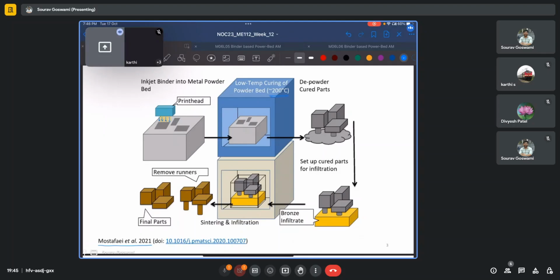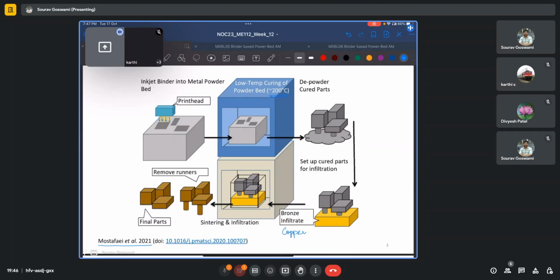Then this bed is depowdered and the cured parts are extracted. Once this is done, all the binder will be burnt off, and where there was binder previously, there will be voids remaining. These voids would actually lower the overall density of the parts, and this needs to be covered up. So that is achieved via infiltration by bronze or copper, and it is expected that whatever voids remained after the vaporization or burning away of the binder can be occupied by this copper or bronze.